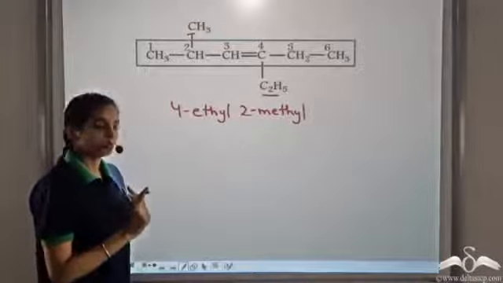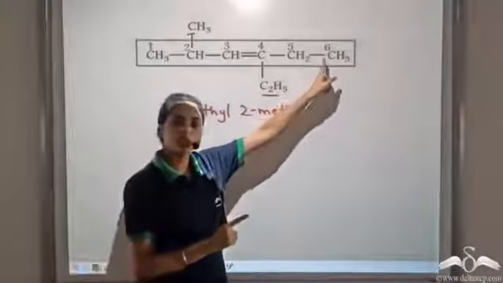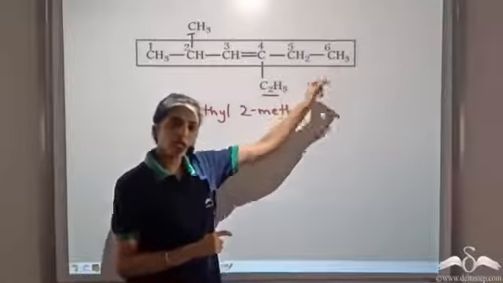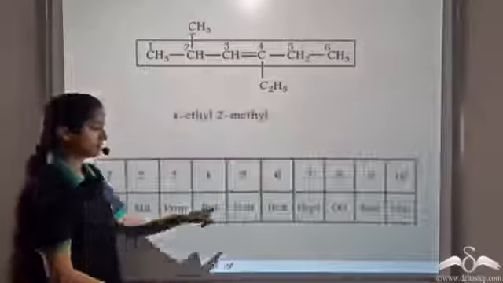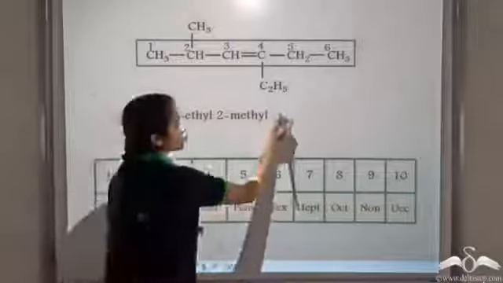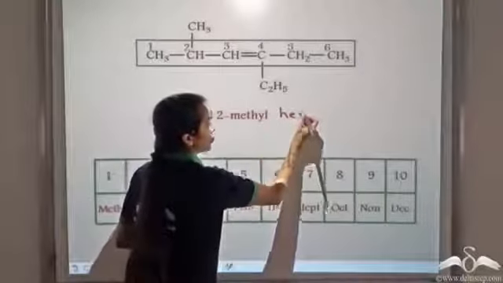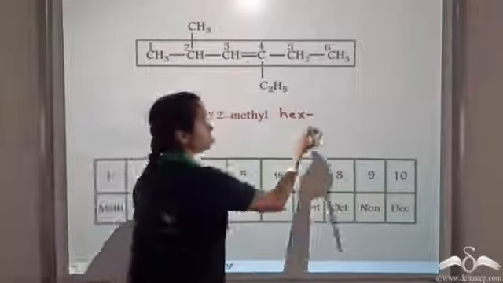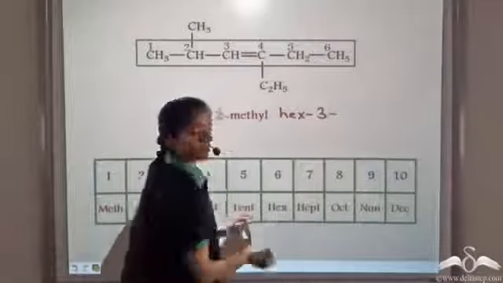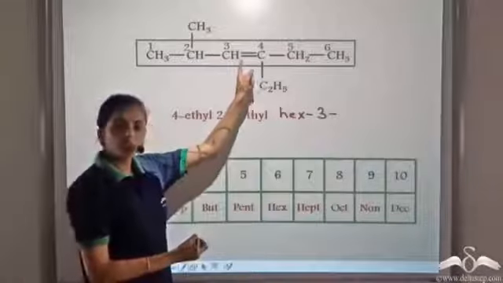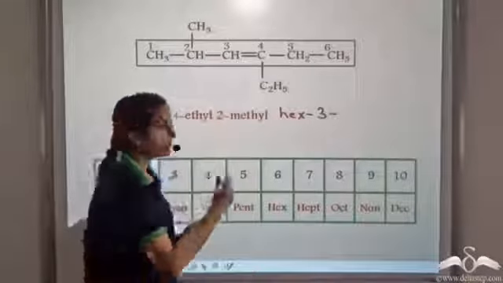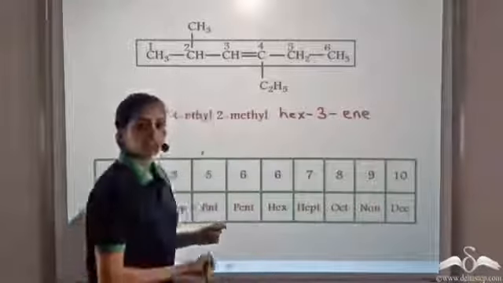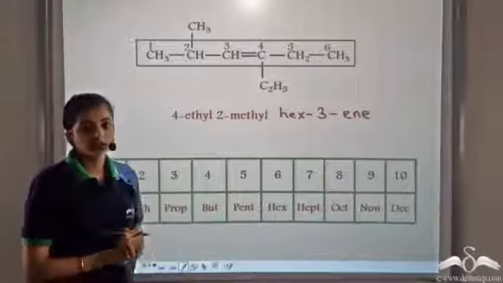Next comes the word root. The word root comes from the number of carbon atoms in the longest carbon chain. We have 6 carbon atoms. 6 means hex. So it becomes hex. The double bond is present at position number 3. And we know since there is a double bond, this means it is an alkene. So we use the suffix -ene. So this is the IUPAC name of the organic compound.